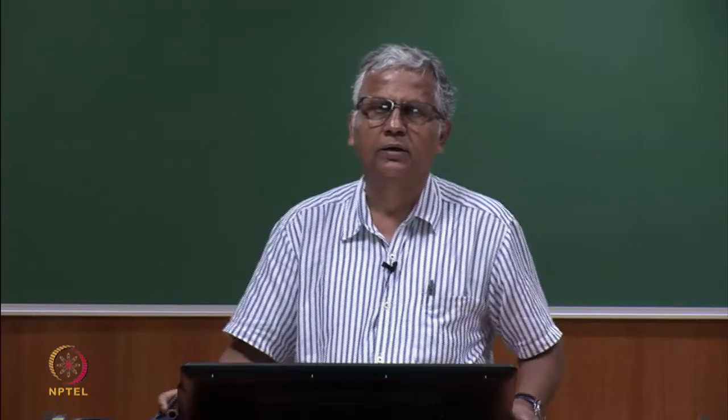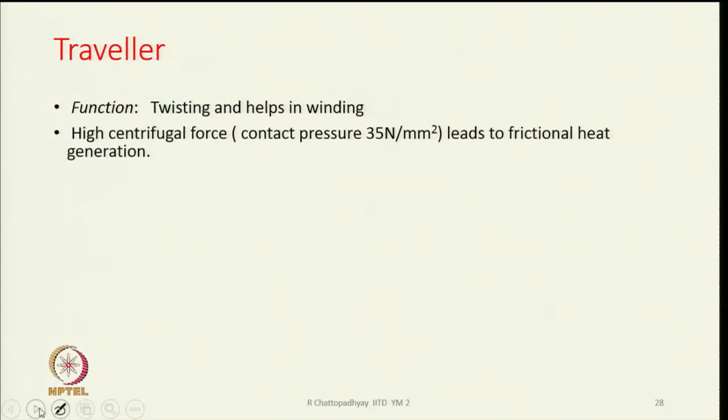The next part that we are going to discuss now is travelers. We have discussed the ring. The traveler is a tiny loop of wire basically. So, the purpose of the traveler, by now you have already understood: twisting, and it helps in winding.